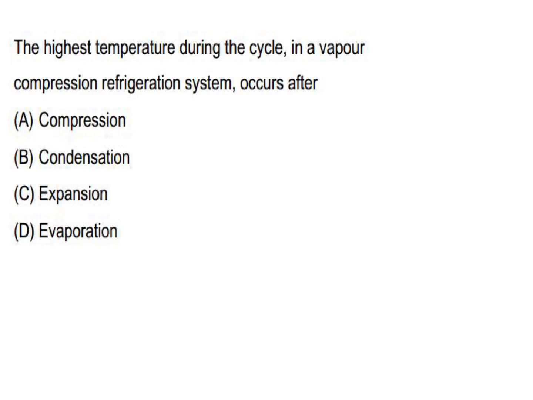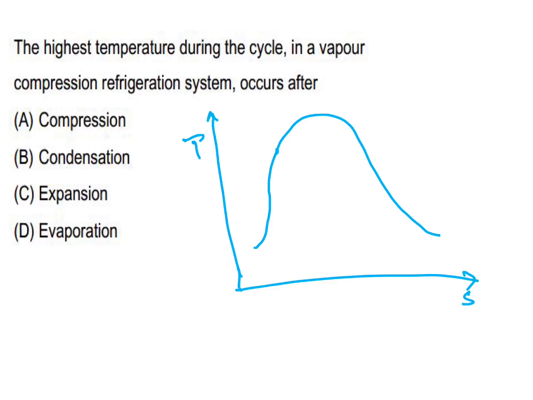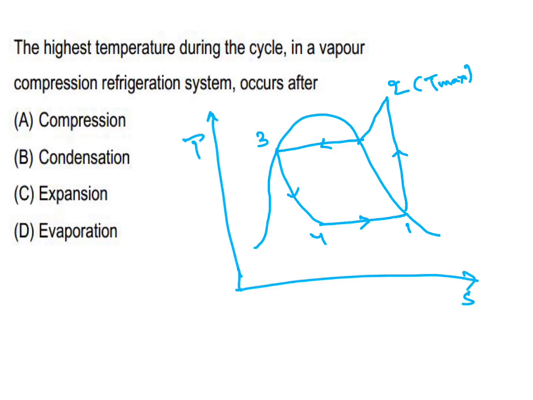The highest temperature during the cycle in a vapor compression refrigeration system occurs at... refrigeration cycle, TS diagram. 1 to 2 compression, 2 to 3 condensation, 3 to 4 expansion, 4 to 1 evaporator. What he asked, highest temperature during the cycle. This is the point where T is maximum, point 2, after compression, 1 to 2 isentropic compression.